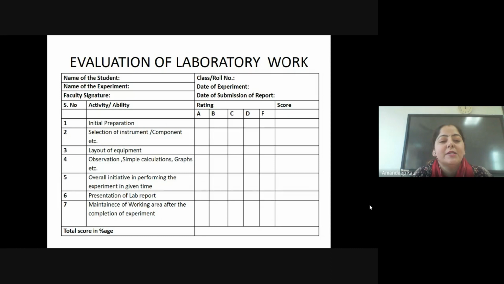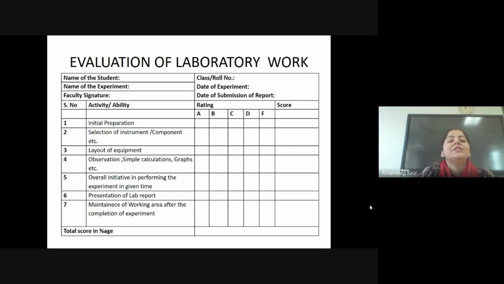It can also be assessed by the teacher by observing whether the student is observing the phenomena, and is able to complete simple calculations and graphs, etc. As per the demand of that practical activity, the teacher needs to assess the student performance. What is the overall initiative in performing the experiment in a given time? The teacher can also evaluate the performance of the student at the end of the laboratory session: the presentation of the lab report, and when the student is going to leave that laboratory environment, how the students are maintaining the working area after the completion of the experiment.